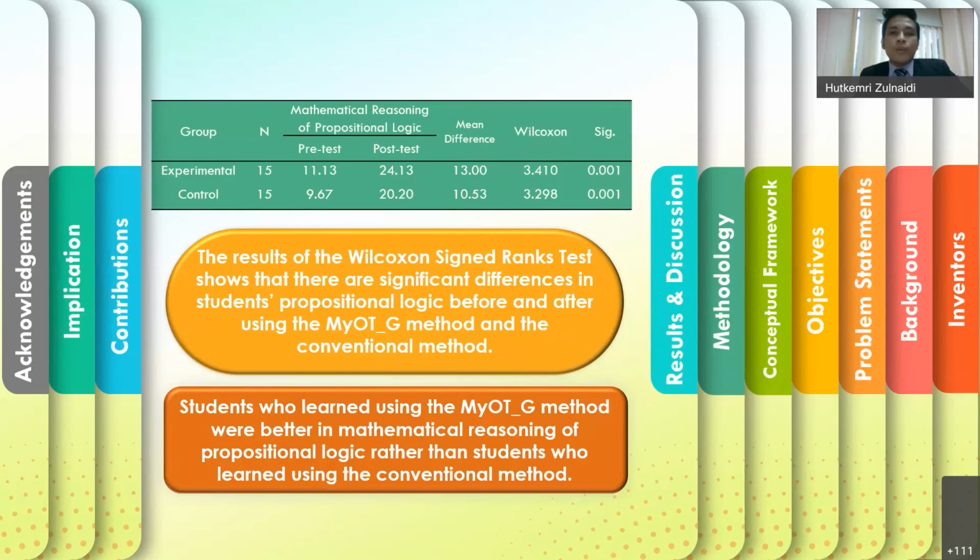So that's why we conclude that if we use the MyOTG, it is better compared to the traditional method for increasing mathematical reasoning of professional topics among pre-university students.